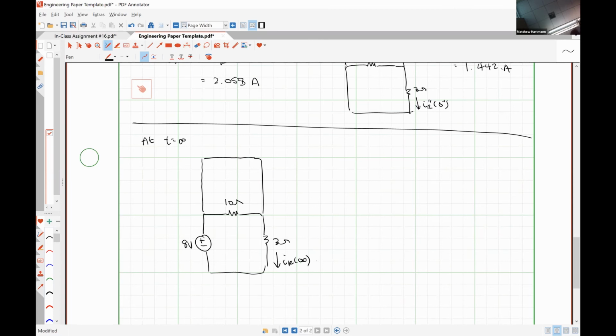There's IR at infinity. So my question to you guys is, what's the value of IR at infinity? 8 volts divided by 3 ohms since the 10 is shorted out. Exactly right. So 8 over 3 is 2.667 amps.